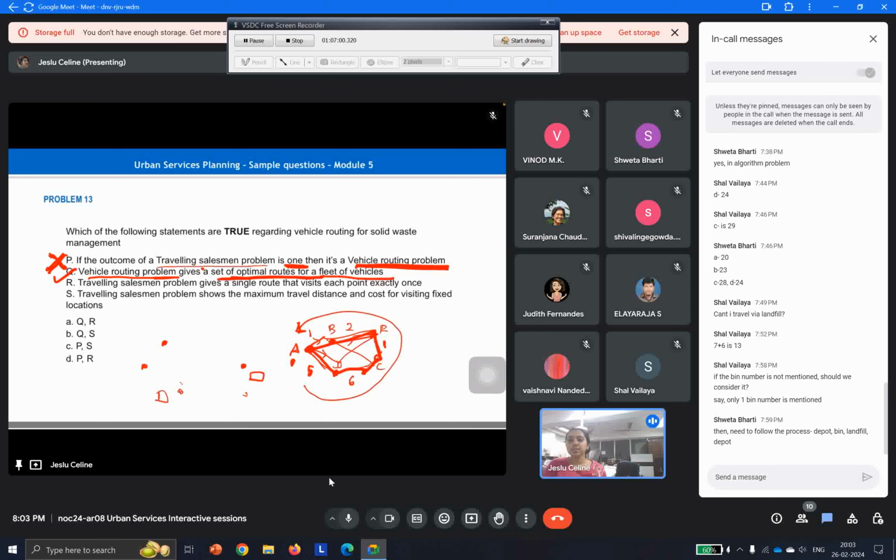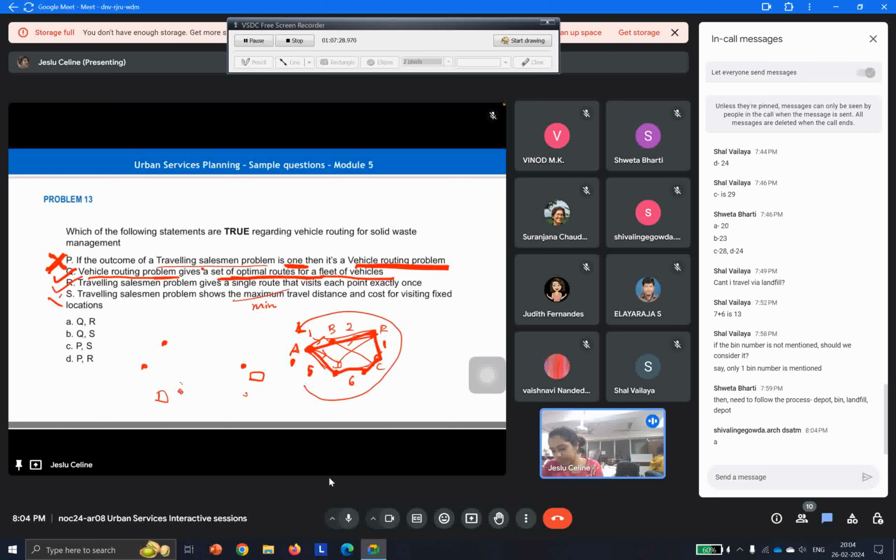Now, the traveling salesman problem gives a single route that visits each point exactly once. Yes, that's a correct statement. There's one salesman, he visits each point exactly once at a minimum distance or minimum time. Now, the traveling salesman problem shows the maximum travel distance and cost for visiting fixed locations. No, it gives the minimum travel distance and cost for visiting the locations. So this is a wrong statement. So that works out to P, Q, and S, which is option B.